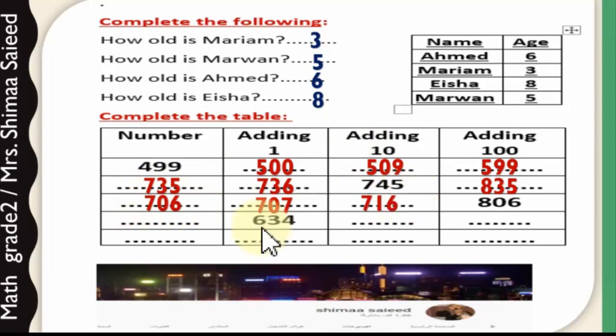Now we will subtract 1 from 634. 634 minus 1 equals 633. When we add 10 to 633, we have 643. When we add 100 to 633, we have 733. Now we can put any number like 347, add 1, 348, add 10, 357, add 100, 447. It's so easy.